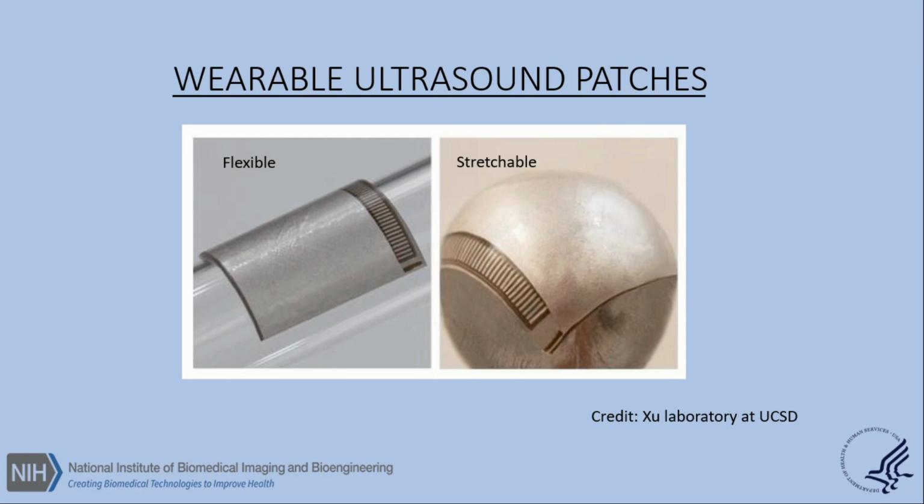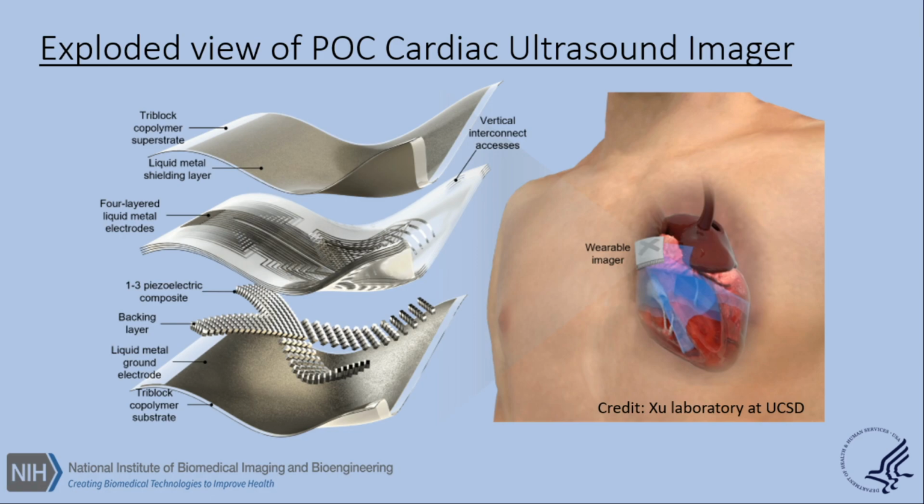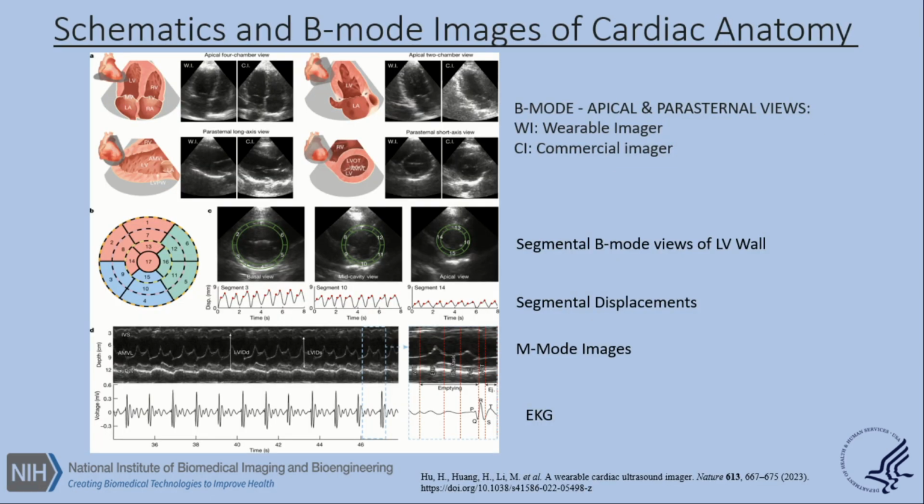This is something that might be of interest to you, and this is the ultrasound patches. They're very thin ultrasound sensors built into a flexible patch. I'm not going to go into the details of the layering, but they can create exquisite images. Here, for example, this is a B-mode apical view and a parasternal view. And WI means the wearable imager, and CI is a commercial imager. And you can see that the difference isn't that big at all.